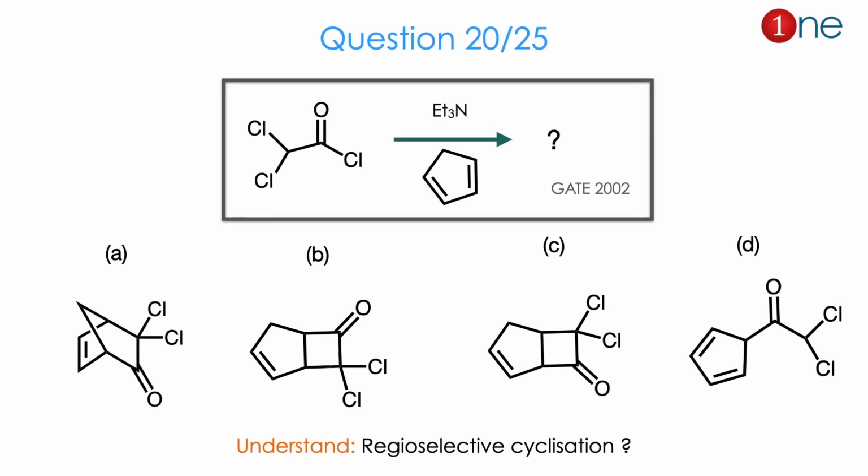Then let us look at the next question. They give a chlorine-substituted acid chloride with a base, an amine, and a 5-member cyclopentadiene. They give 4 different products. They have bridged carbon and fused carbon as well as a substituted product. So you have to guess whether it is substitution, a fusion, or just a cycloaddition. From the reactant to product, you might realize there might be a regioselective cyclization possibility. The answer is B. Let us see how.